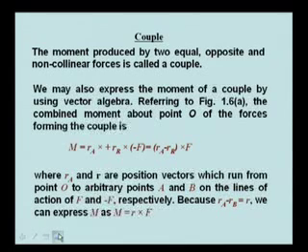Now, we discussed couple. The moment produced by two equal, opposite and non-collinear forces is called a couple. We have two equal and opposite forces, but they are non-collinear, they are not acting in the same line, therefore, they will produce a couple. They will have a tendency to rotate the body. Their net resultant is 0, because if we add them, we will get 0. We may express the moment of a couple by using vector algebra.